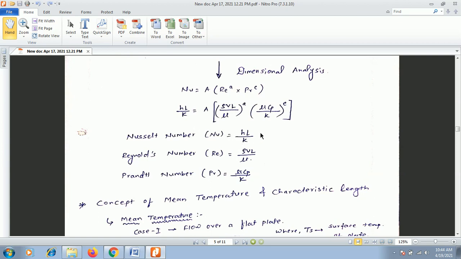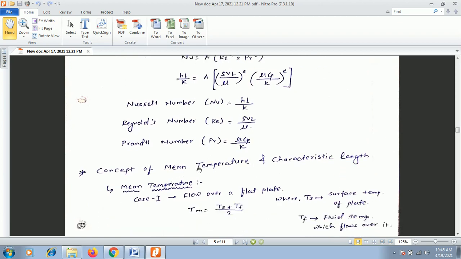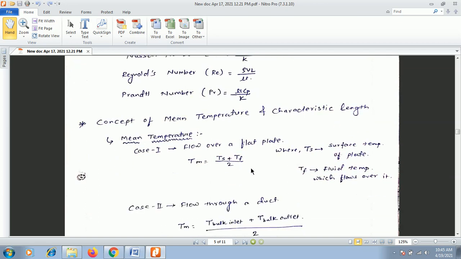Nusselt number is given by hL divided by k. Reynolds number is given by rho VL divided by mu, and Prandtl number is given by mu Cp divided by k. Now let us see the concept of mean temperature and characteristic length. We will come back to the significance of the Nusselt number, Reynolds number, and Prandtl number after seeing the concept of mean temperature and characteristic length.